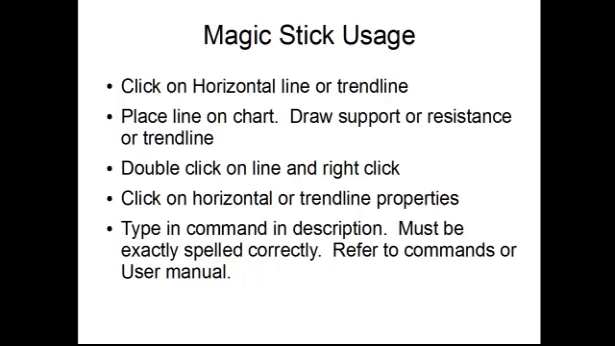Now, how to use Magic? It's very easy. All you have to do is click on the horizontal line or trend line. You can draw your trend lines or support and resistance lines onto your charts. Then double click on the line, then right click, click on horizontal or trend line properties, and type in the command in the description. Whatever command you decide to put in there, you can refer to the manual or the YouTube channel, exactly spelled correctly. So refer to the command section or the user manual for more information.